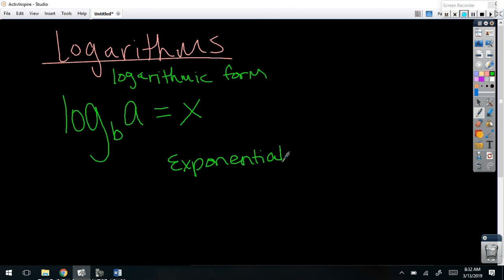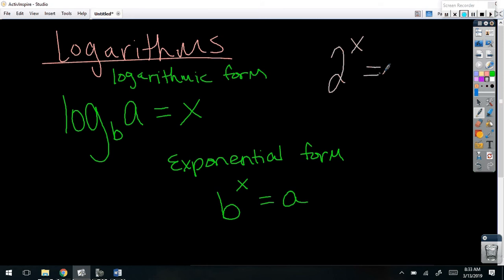Because b is the base, that's going to be my base. Logs equal exponents, so it's b to the x, and it's going to equal a. Okay. The log goes away. It's the different form. Kind of like rewriting the radical as an exponent, we rewrite the log with exponents also, or vice versa. We use this to solve things like if I had 2 to the x equals 15.